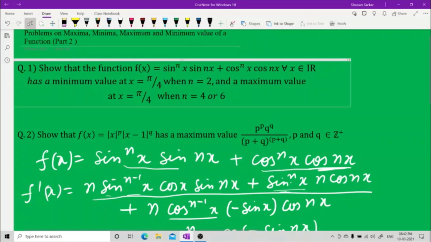देखो, f dash x चाहे पाई बाई 4 हो, चाहे इधर वाला पाई बाई 4, मैक्सिमम के लिए देखो या मिनिमम के लिए देखो, f dash पाई बाई 4 पे 0 होना चाहिए. परंतु f double dash, second derivative, pi by 4 पे greater than 0 होगा when n equal to 2, and for maximum f double dash x at pi by 4 when n equal to 4 and 6 will be less than 0, तभी maximum value मिलेगा. We'll get maximum value then.